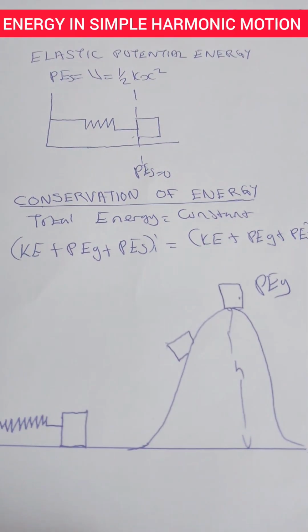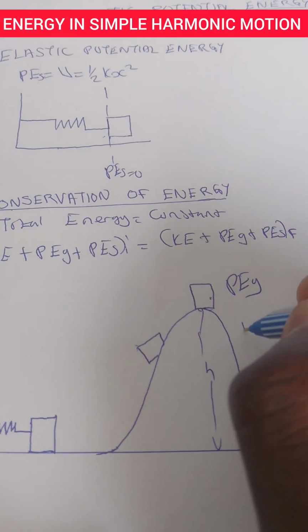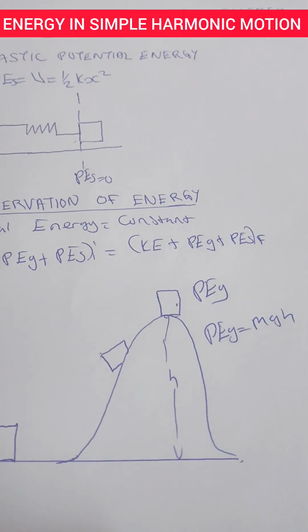Now, what's the formula of gravitational potential energy? Gravitational potential energy is equal to mgh. So it's mass times gravity times the height, which means we have the mass of this object, we have the gravity acting on the object, and we have the height. So gravitational potential energy is maximum at what? At the top of a hill.